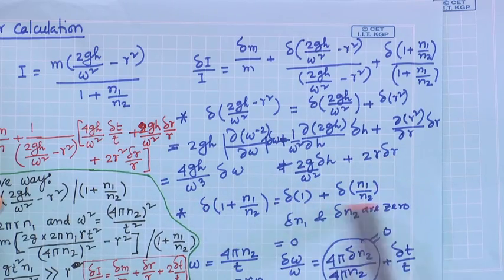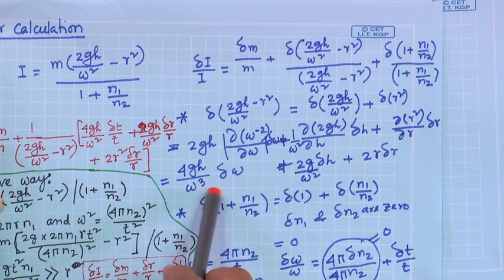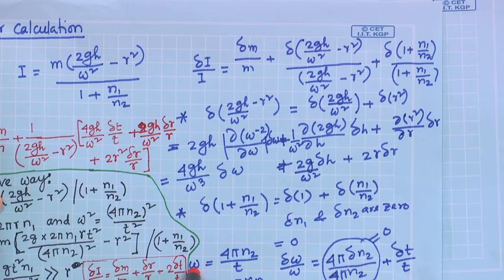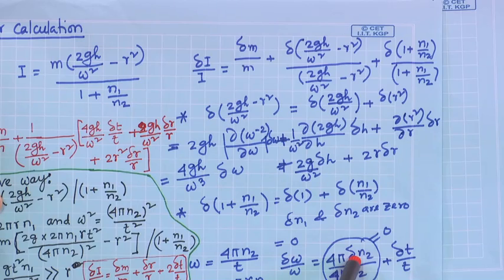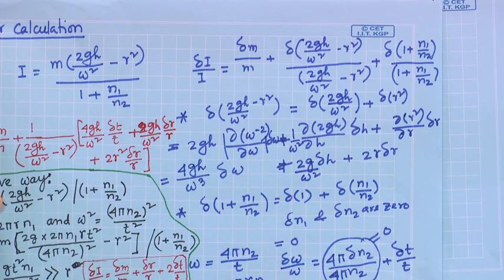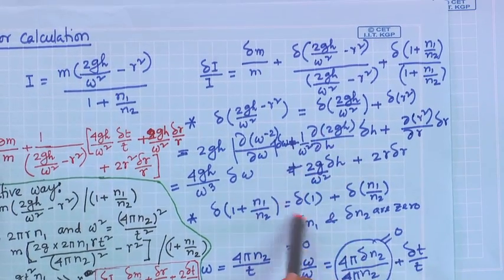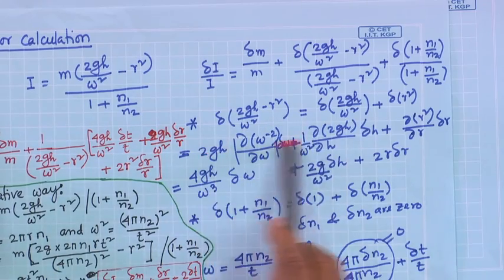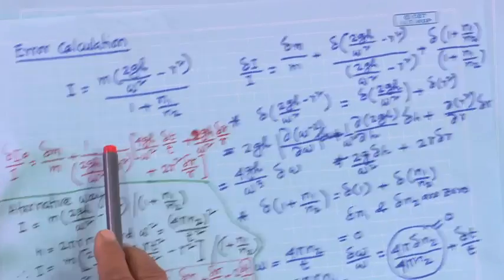As I told, these are 0 and omega is there, so here delta omega is there. From omega you can find out delta omega by omega, which comes as delta t by t, because delta n is 0. Similarly, h equals this, so from there you find out del h. It will come in terms of delta r. This you put in this expression, and finally you will get in this form.